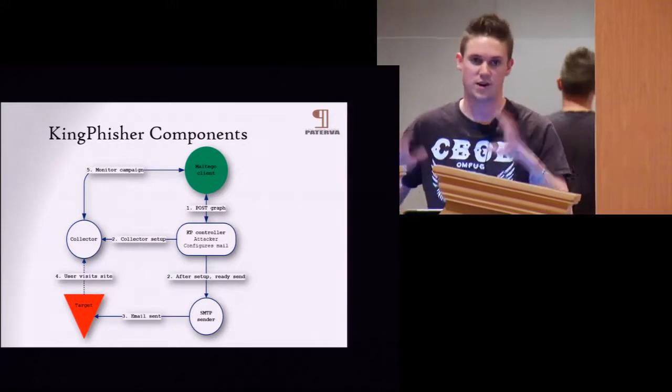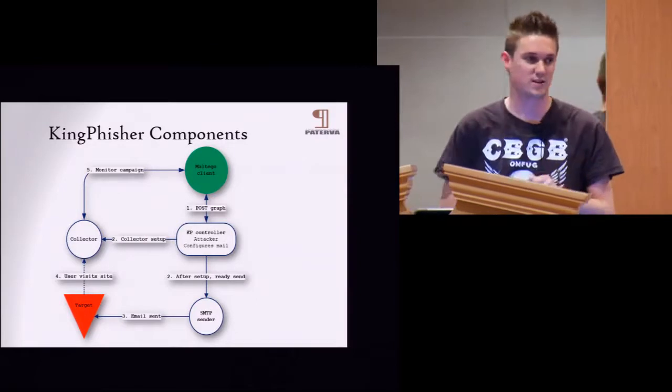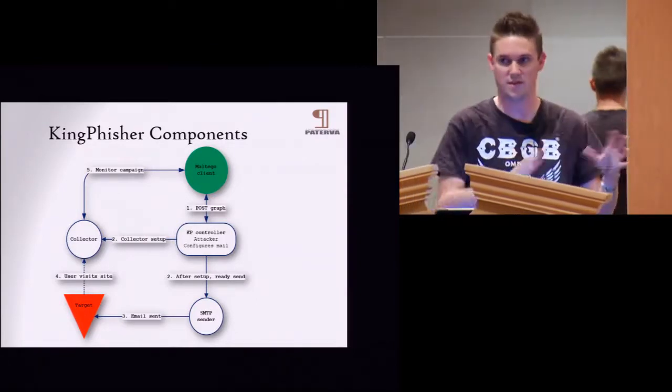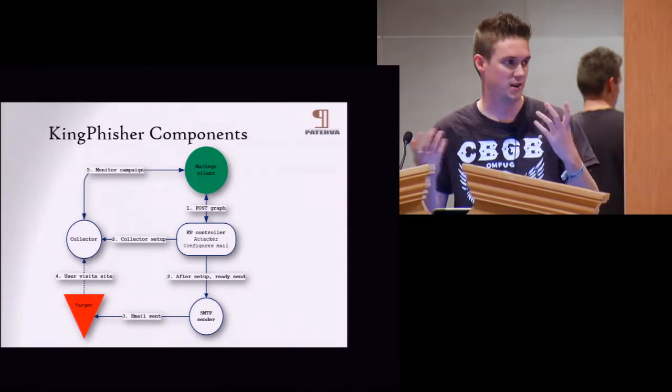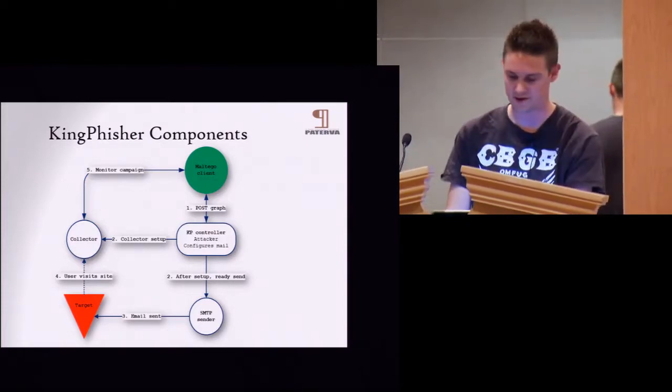So I get the mail saying, hey, you've got a new friend request. I click on it. It'll then come back to the collector. The collector will say, okay, great, I know that you wanted to serve up that fake Facebook page. And then they'll put in their credentials, and then we'll monitor it with Maltego, which we do next.